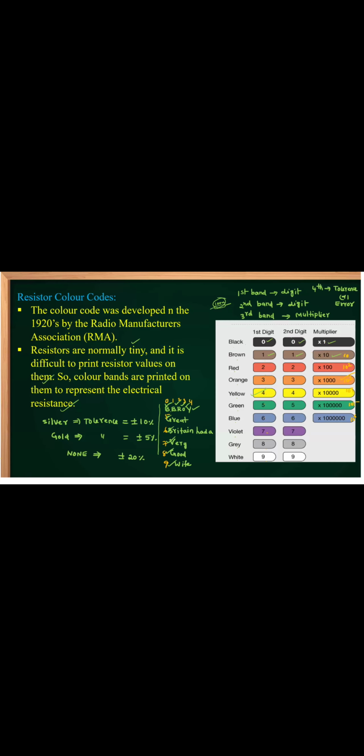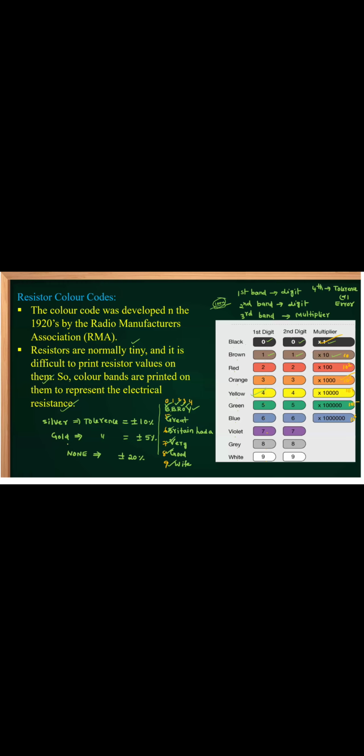Clear, friends? How to calculate? Can anybody tell what is the answer for this? I'm expecting an answer from you. First two bands are digits, the number you write. Third band is multiply. Fourth band is tolerance. First two: what is the color of this one? Orange, sorry. It's a red color. What color is this?